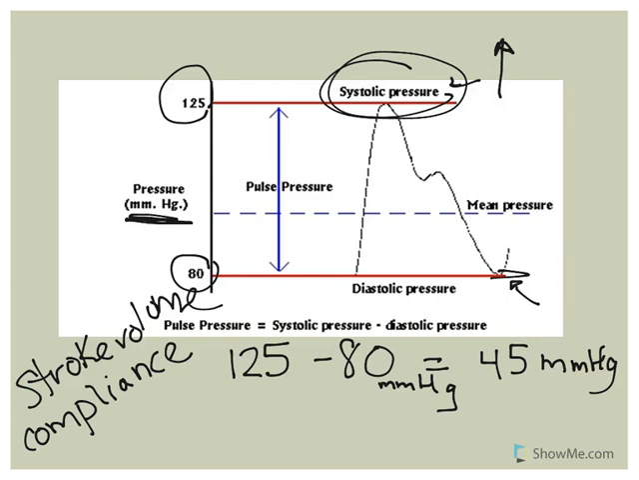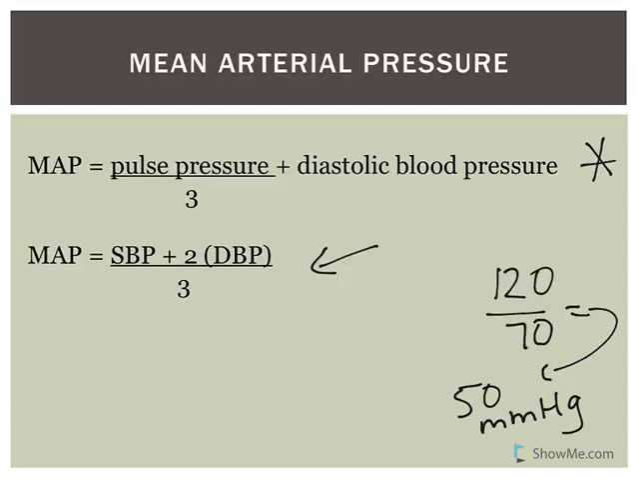This is the reason why. So I'm going to come back here. Mean arterial pressure, or most of your pressure, comes from your diastolic blood pressure, because you tend to spend more time in diastole than you do in systole. So diastolic blood pressure contributes more to your mean arterial pressure than your systolic pressure.